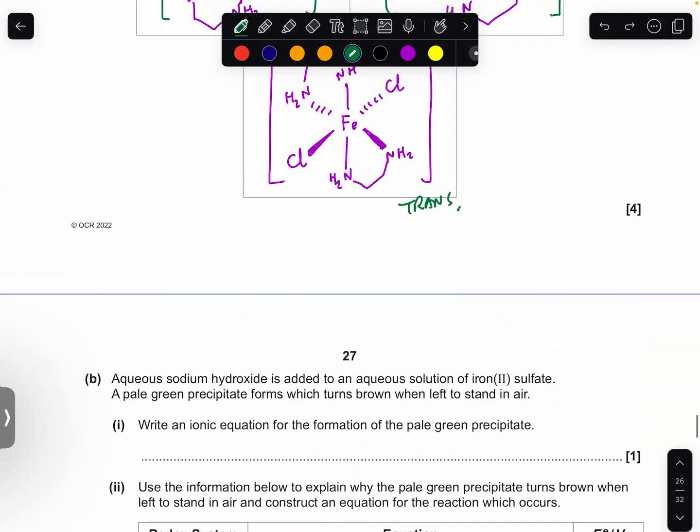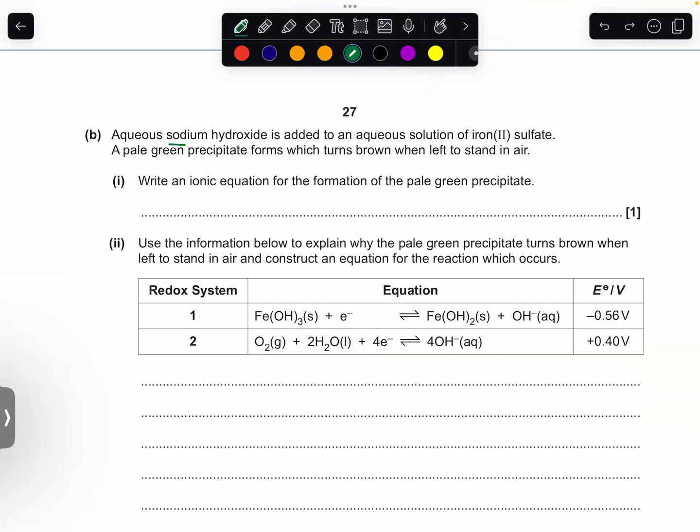aqueous sodium hydroxide is added to an aqueous solution of iron 2 sulfate, a pale green precipitate forms, which turns brown when left to stand in air. Let's have a look at what's going on. You've got an iron 2+ ion. It's reacting with sodium hydroxide.